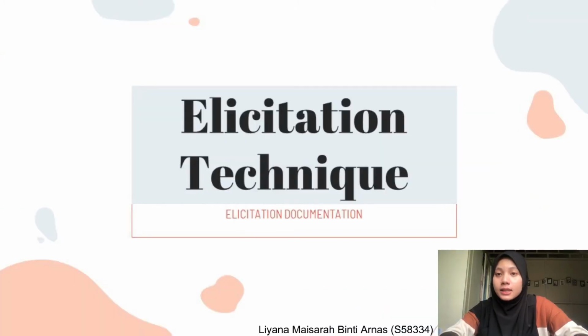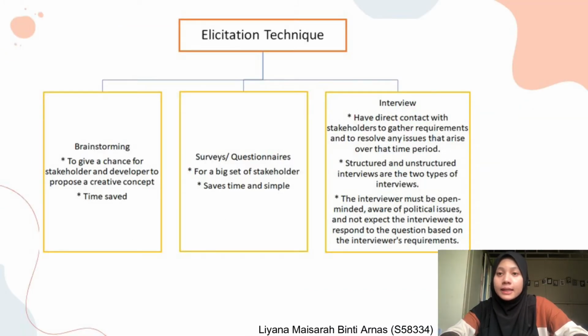Next is elicitation technique. There are three types of elicitation technique that we use in this project. The first one is the brainstorming. By brainstorming, it will give chance for stakeholder and developer to propose a creative concept and able to save time. The second technique that we use is by surveys or questionnaires, which is suitable for a big set of stakeholder and it is able to save time and much more simple.